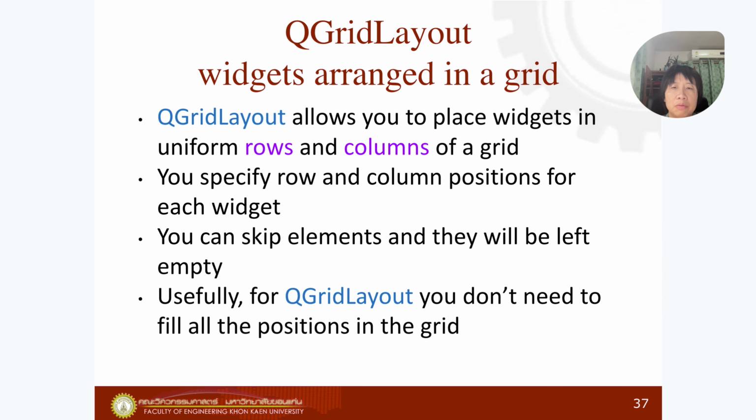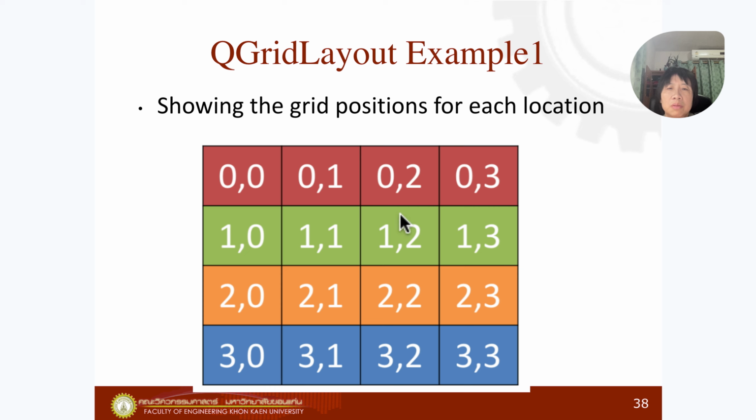Next, we're going to learn about QGridLayout. QGridLayout allows us to place widgets in uniform rows and columns, and we can specify the row and column position for each widget. We can skip elements and they will be left empty. Usually for Qt layout, we don't need to fill all the positions in the grid. So let's understand the grid position.